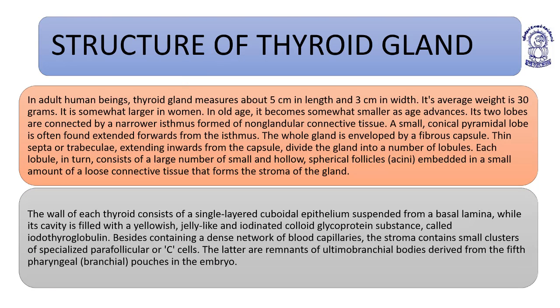Structure of thyroid gland. In adult human beings, thyroid gland measures about 5 centimeter in length and 3 centimeter in width. Its average weight is 30 grams. It is somewhat larger in women. In old age, it becomes somewhat smaller as age advances. Its two lobes are connected by a narrower isthmus formed of non-glandular connective tissue. A small conical pyramidal lobe is often found extended forwards from the isthmus.